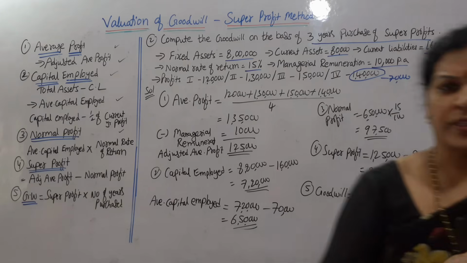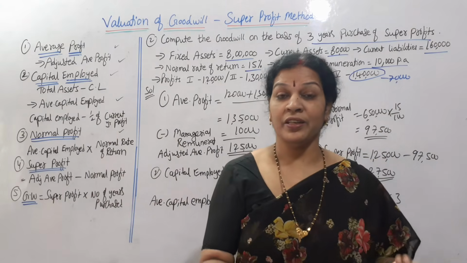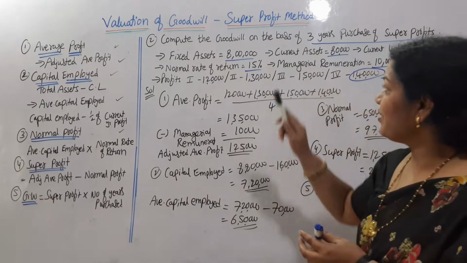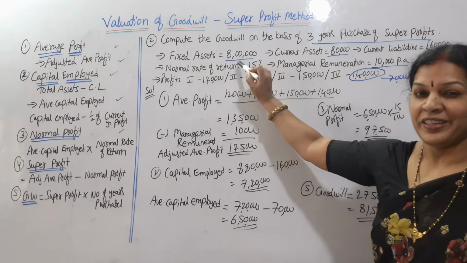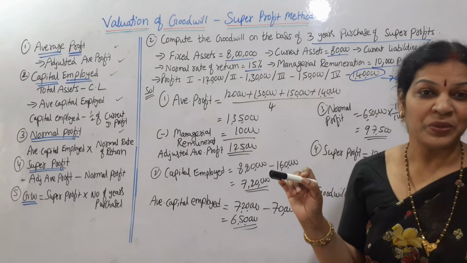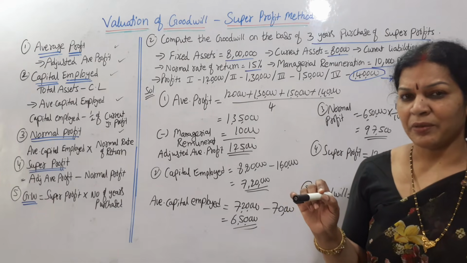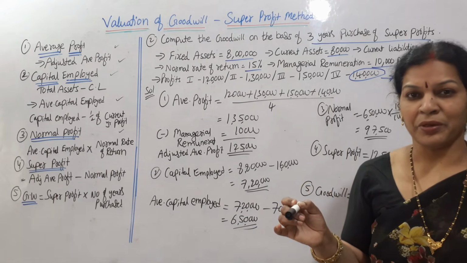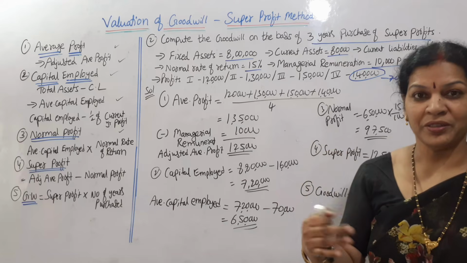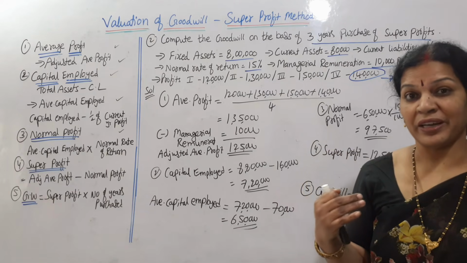Nothing is there, nothing to worry. Only the thing is, if you understand this and read the problem carefully. As I told you, each and every point slowly read. It is given fixed assets, current liabilities given. It means we have to calculate the capital employed. If you calculate capital employed, average capital employed also required. Like you have to keep on talking to yourself, so that you'll remember, you'll understand.